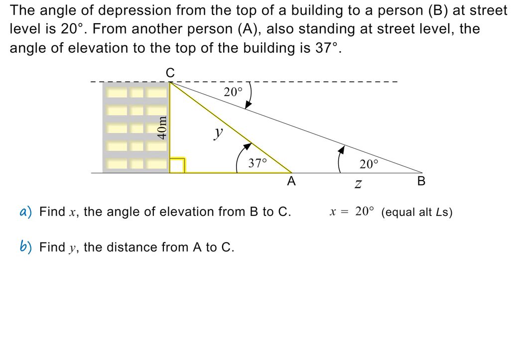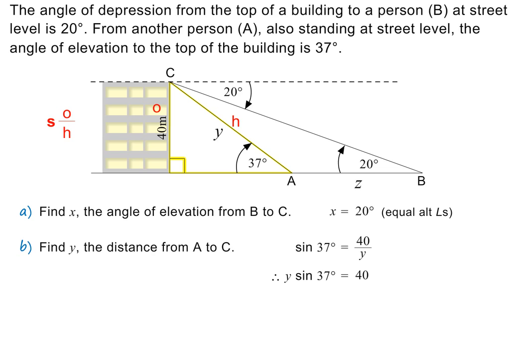Step 1 is to identify the following right-angled triangle. The side opposite the 37-degree angle is the opposite side. And y, the side we are looking for, is the hypotenuse. This means we will need to use sine, which is the ratio opposite over hypotenuse. We can therefore write that sine 37 degrees equals 40 over y.